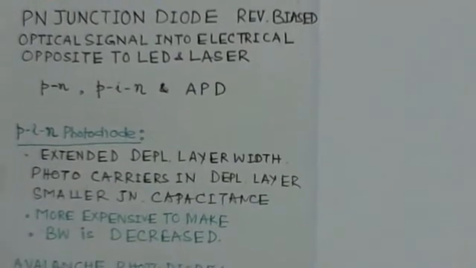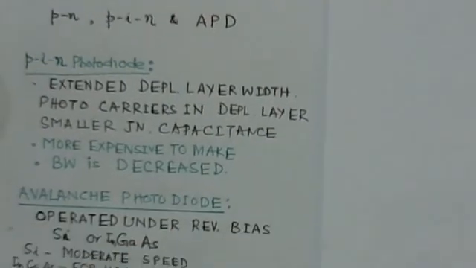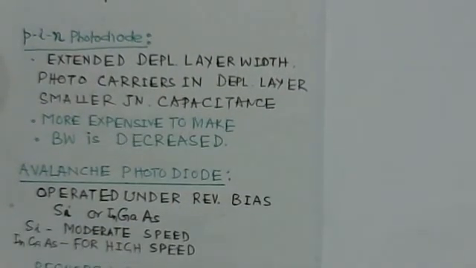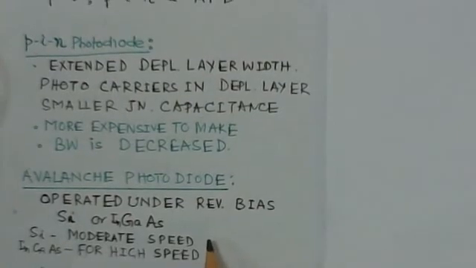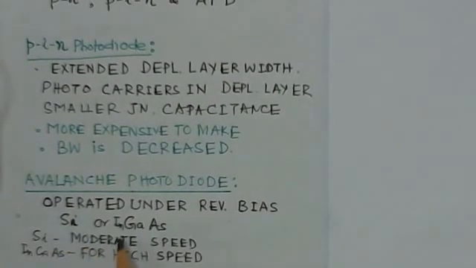Now, avalanche photodiodes are operated in reverse bias. They use either silicon or indium gallium arsenide. Silicon diodes have moderate speed, but indium gallium arsenide avalanche photodiodes are used for high speed.